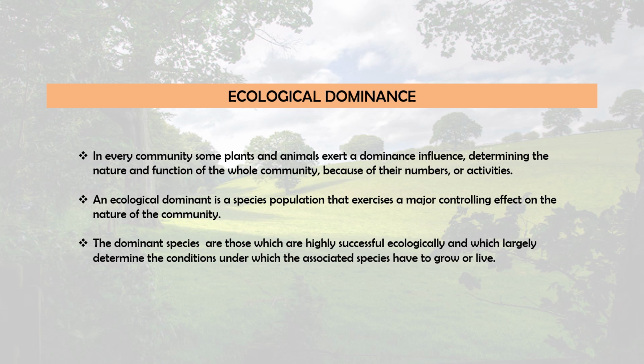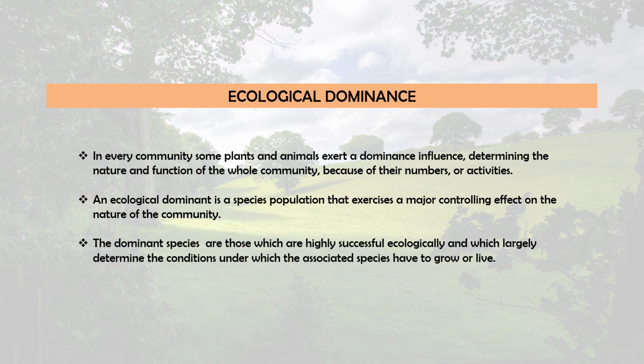There are some characteristics by which communities have been measured and studied. Like, the first one is ecological dominance. This refers to the fact that all species in the community are not equally important. In every community, some plants or animals exert a dominant influence, determining the nature and function of the whole community because of their functions or their activities.